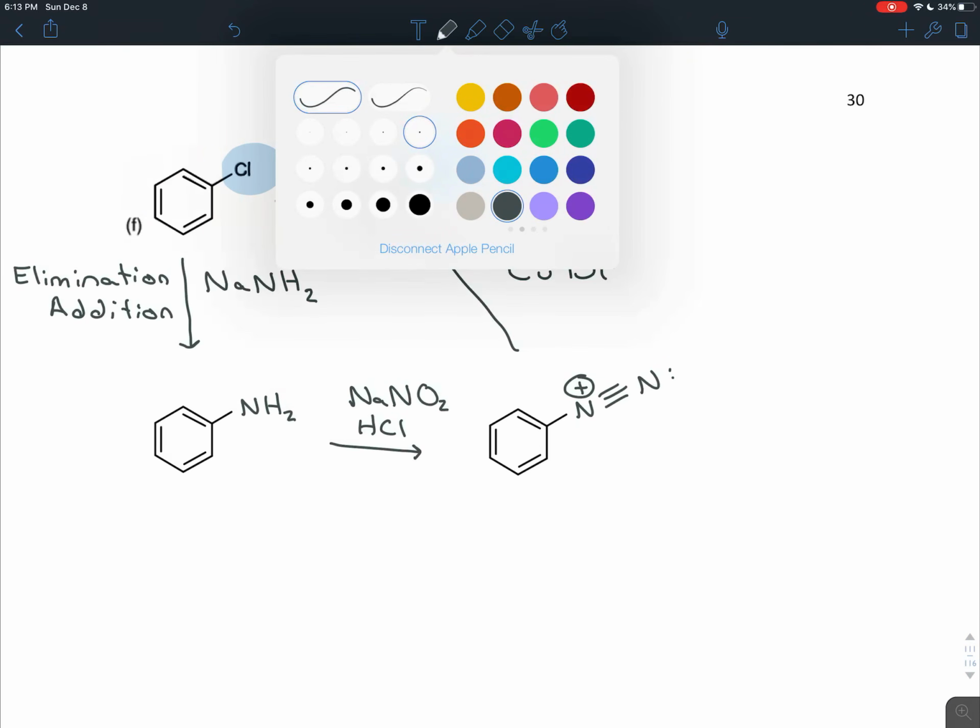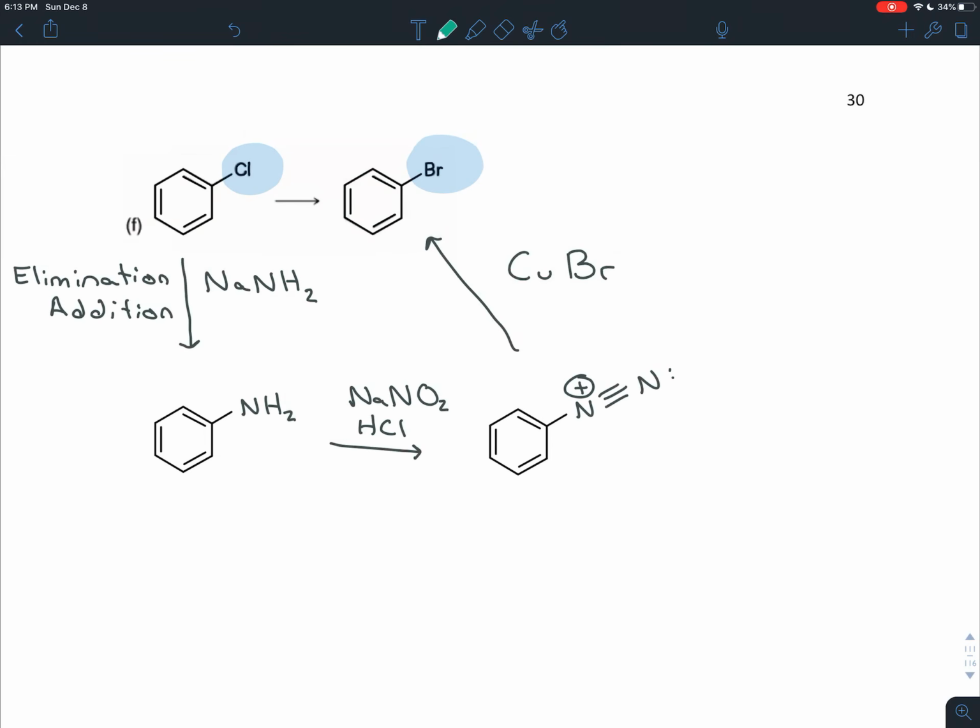Not too many steps here. So the first step is to do that kind of weird elimination addition. It doesn't come up too much, but you could see when it's needed, it can be really useful. That would displace the chlorine leaving group and bring in this strong base nucleophile amide. Then you would turn that primary amine, the nitrogen is only bonded to one carbon, into a diazonium ion by adding sodium nitrite and HCl. And then we do a Sandmeyer reaction. Basically, the bromine comes in as a nucleophile and kicks this amazing leaving group off, and we end up with our product.